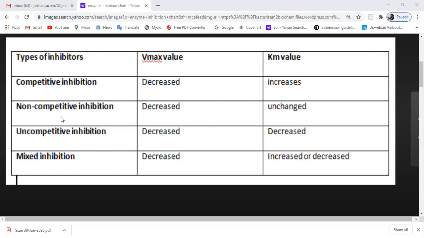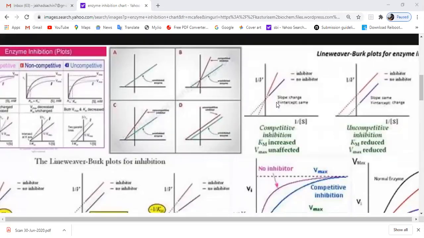The second is non-competitive inhibition, in which the Km will not change. The substrate concentration at which you find half Vmax will remain unchanged, but there is a decrease in the Vmax value. So the Vmax will decrease, but the Km will remain unchanged, as you can also find from this particular diagram.